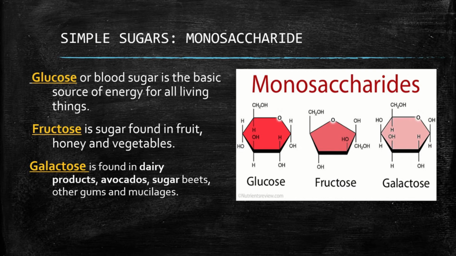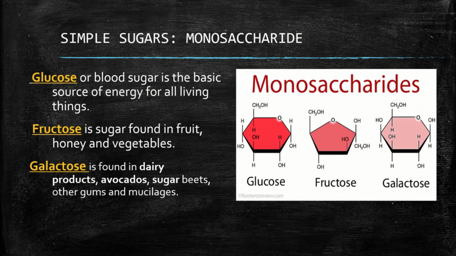Fructose is the sugar found in fruits, honey, and vegetables. So this is fructose. Kagaya ng sa glucose, same siya ng chemical formula. It is also C6H12O6. Yun nga lang, nagkaiba lang sila sa kanilang structure. So they have the same chemical formula but they have different structure. So if glucose has 6 sides, so fructose naman we have 5 sides.